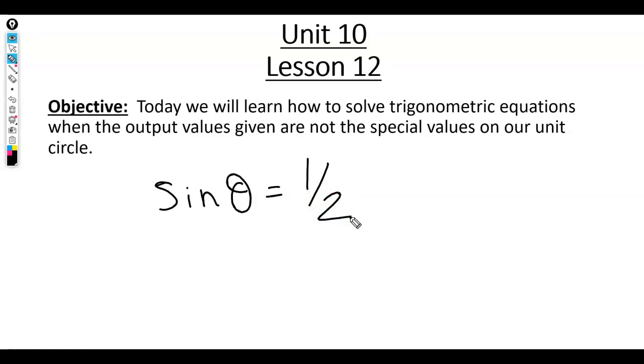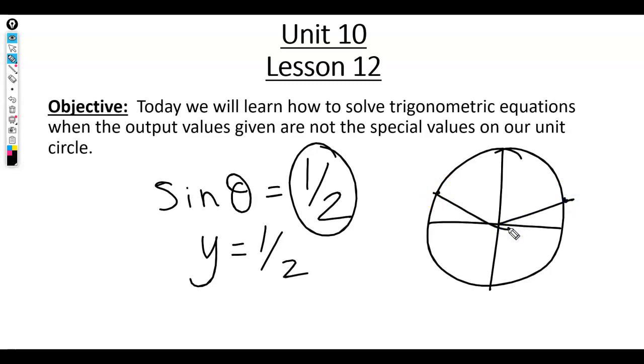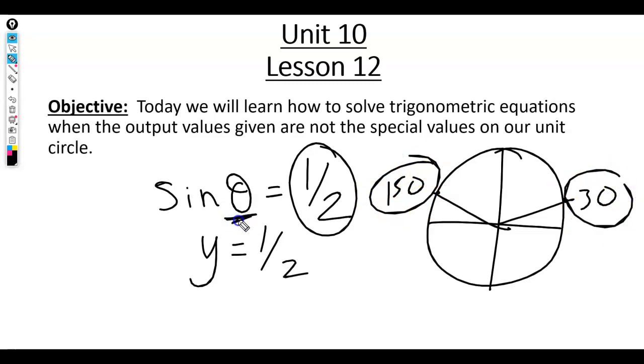Okay. Now the reason that we can solve that is because the output value is a special value that is on our unit circle. We just have to remember that sine is the y value, right? So we're basically just asking ourselves, where is the y coordinate equal to a half? And all we would have to do is look at our unit circle and we would see the answers here and here. And we would know that the angles at those points are 30 degrees and 150 degrees, and those are our answers for the theta that we don't know. So the reason that we're able to solve that is because the output that I gave you is a special number that's on the unit circle.